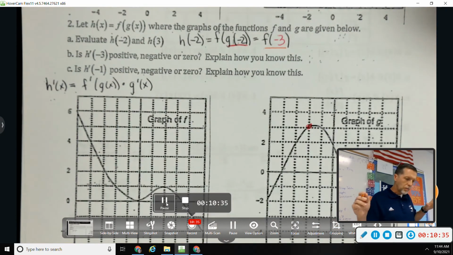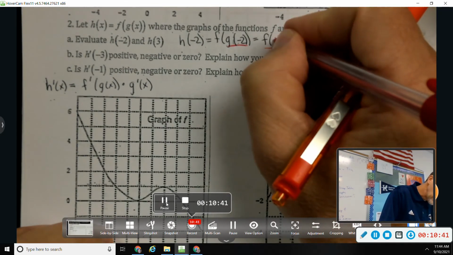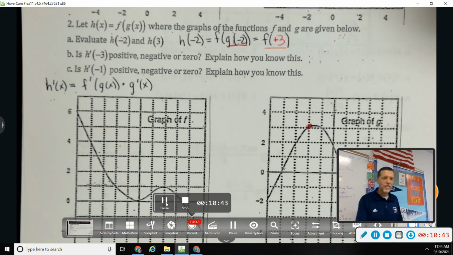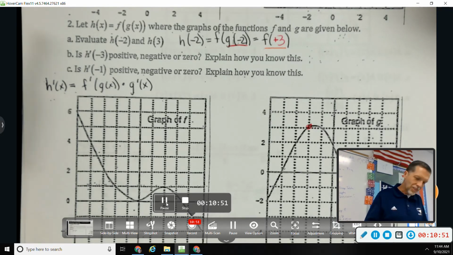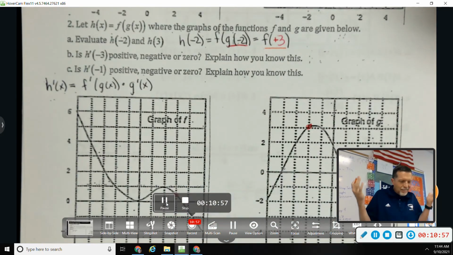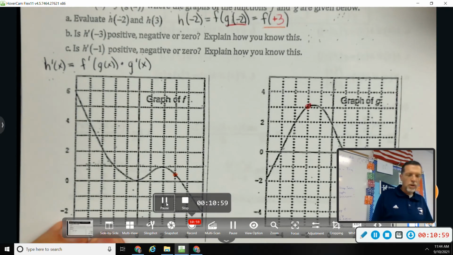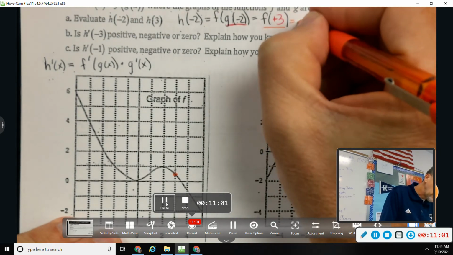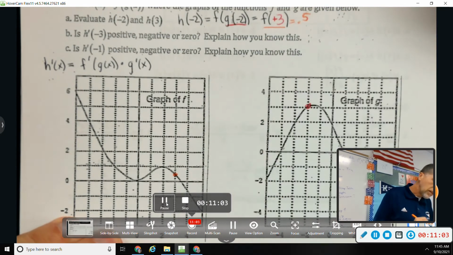Uh-oh, did I mess them up? Oh, it's positive 3. Yes, thank you. Grumble louder next time, so I'll catch the mistake sooner. So f of 3. Now I need to look at the graph of f when x is 3. Again, it's 0.5. It's probably close enough. So 0.5.